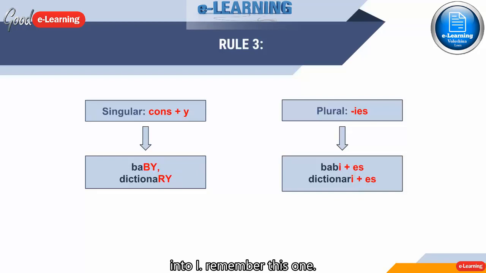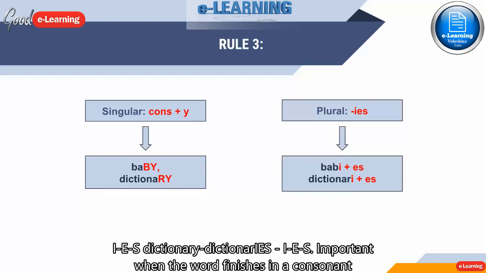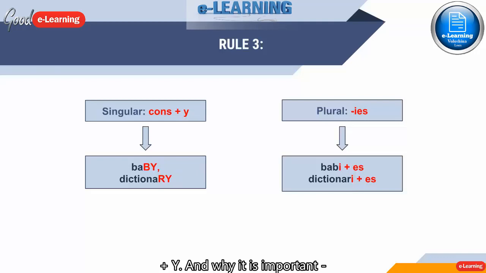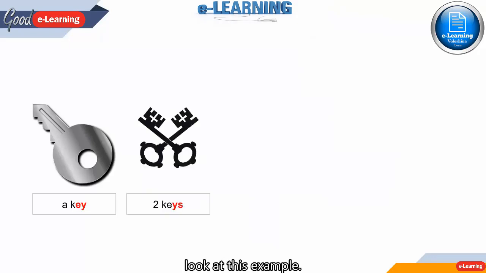Remember this one. You will need the same rule when it comes to verbs. Okay, for now just remember about plural. Baby, babies, ies. Dictionary, dictionaries. Important: when the word finishes in consonant plus y. And why it is important, look at this example.